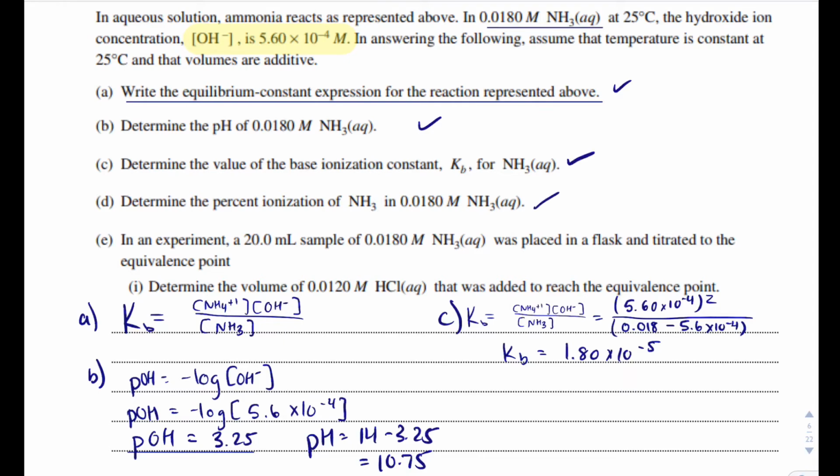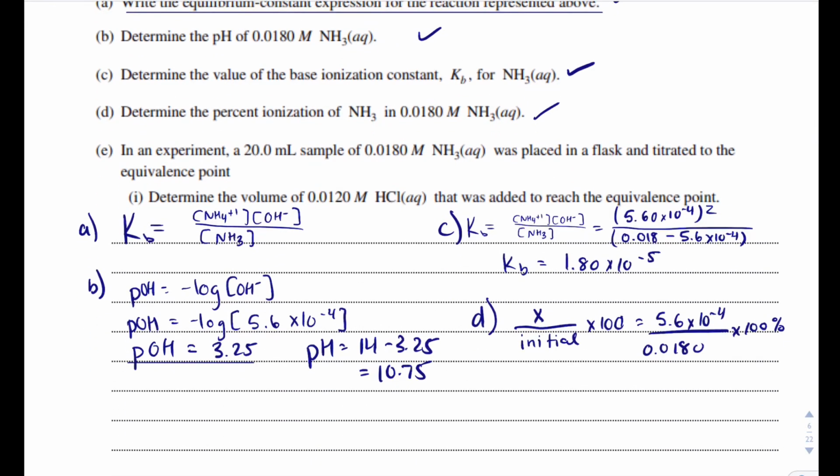Part D, I just need to get the percent ionization, and so for percent dissociation, percent ionization, that would be how much of it breaks apart or how much of it reacts. Well, that is basically going to be x of a RICE table over initial times 100. So that's going to be 5.6 times 10 to the minus 4 divided by the initial 0.018 times 100. And so your percent dissociation equals 3.11%.